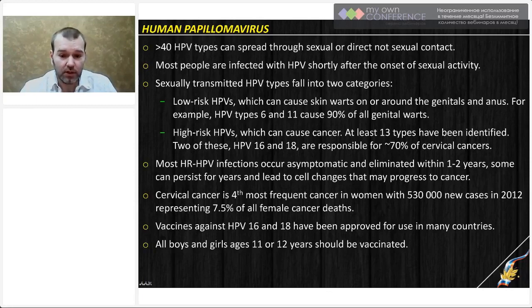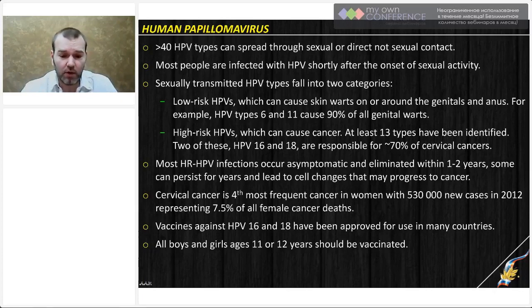And again, official data states that in 2012, we had more than 5,100 cases of cervical cancer diagnosed as the first episode in women in different countries. And lethal outcomes due to cervical cancer are approximately 7.5% of all cancer deaths worldwide.